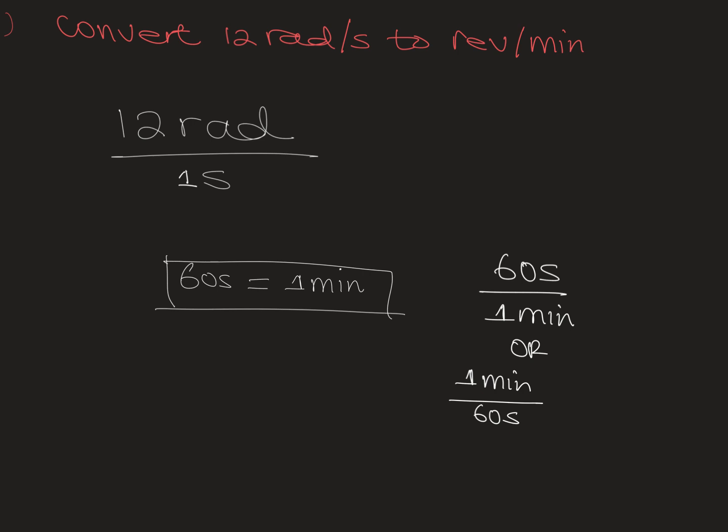So it means I have to multiply this by 60 seconds divided by 1 minute. Because otherwise, you will not be able to cancel the second out. So if it is in this form, only then you will be able to cancel the seconds. So these seconds cancel these seconds here.